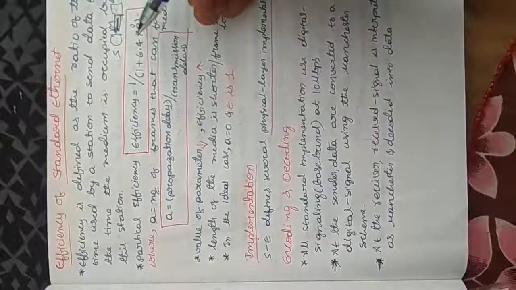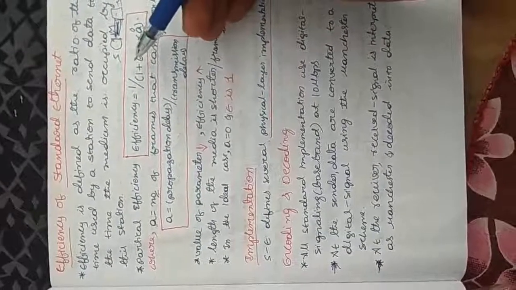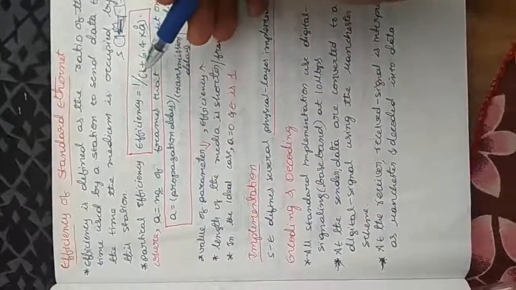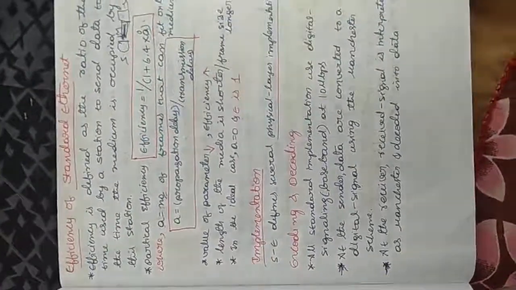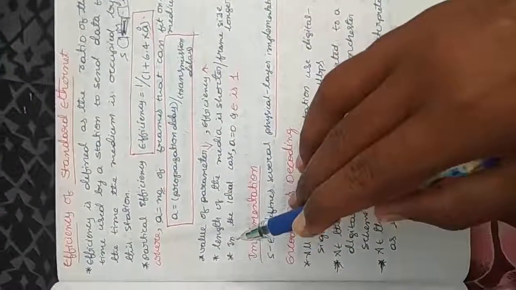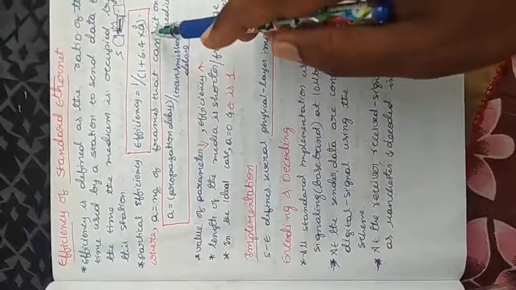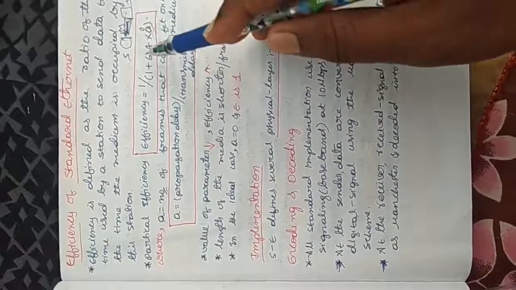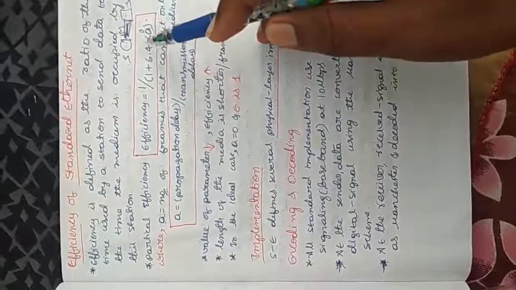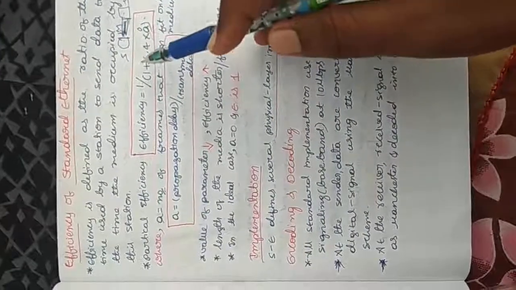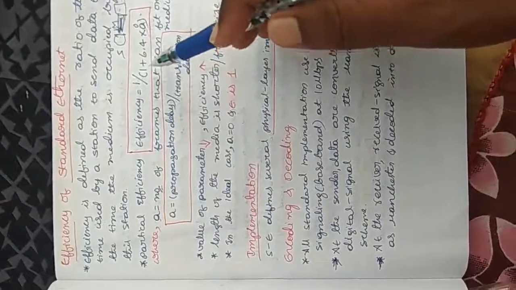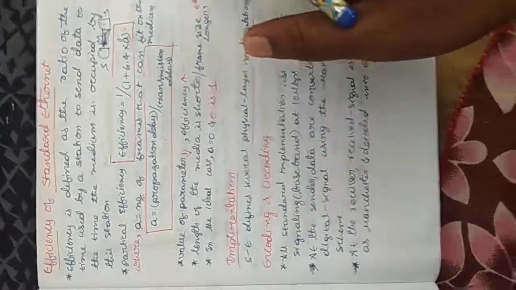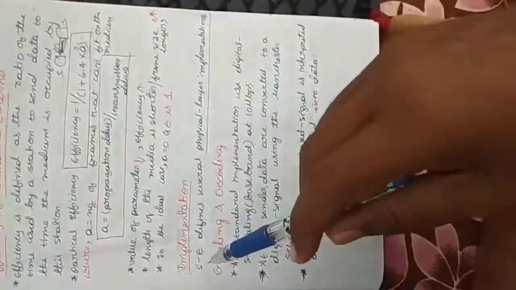6.4 into 0 means we are going to get 0 only. 0 plus 1 is 1. 1 divided by 1, efficiency is equal to 1 only. They are telling that in the ideal case, A is equal to 0, so 6.4 into 0 gives 0, 0 plus 1 is 1, and 1 divided by 1 gives efficiency 1. That's it.